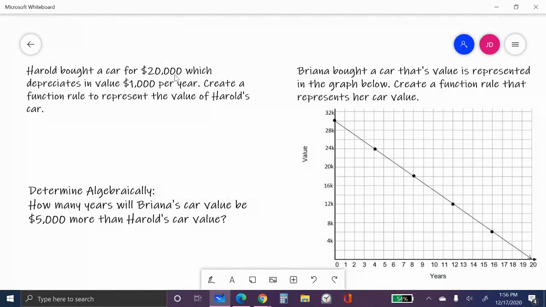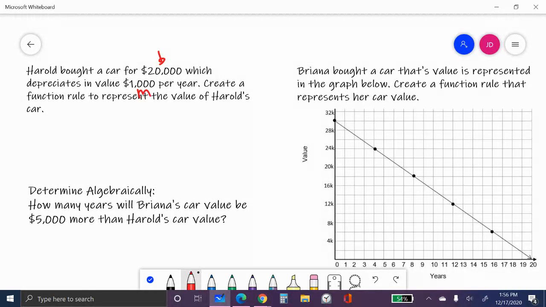Harold bought a car for $2,000, which depreciates in value $1,000 per year. Create a function rule that represents the value of Harold's car. So this one is nice because it gives us the initial value. So that's my B, right? And it gives me my M because you see the words per year. That means there's a rate. So that's going to be my M.